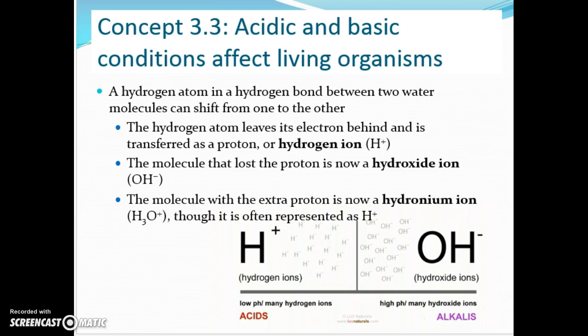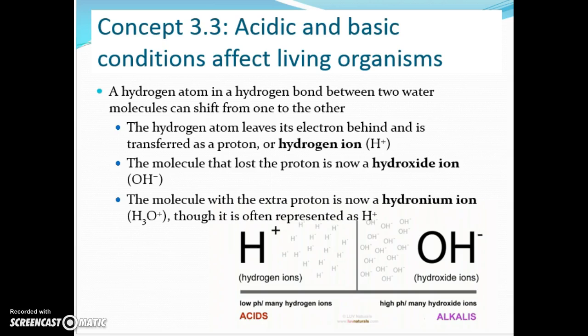So a hydrogen atom in a hydrogen bond between 2 water molecules can shift from one to the other, and that hydrogen atom leaves its electron behind and gets transferred as a proton, or what we call a hydrogen ion. The molecule that lost the proton is called a hydroxide ion, and it has the negative charge because it now has an extra electron. The molecule with the extra proton is called a hydronium ion, and we don't really use that term a lot in biology. Instead, we just represent that condition as an H plus, or a hydrogen ion.